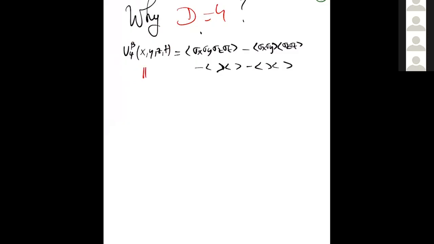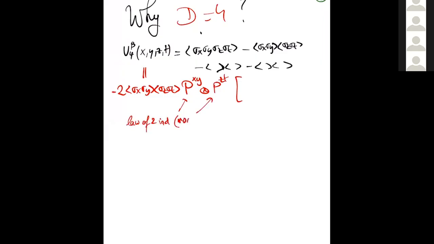And it happens that U4 has a very nice rewriting. One can rewrite U4 in a very nice fashion for the Ising model. You can rewrite it as minus 2 sigma x, sigma y, sigma z, sigma t, times a process which, roughly speaking, I'm going to denote like that, where this is the law of two independent non-Markovian random walks. This is going to be very important, but let's forget that for now.